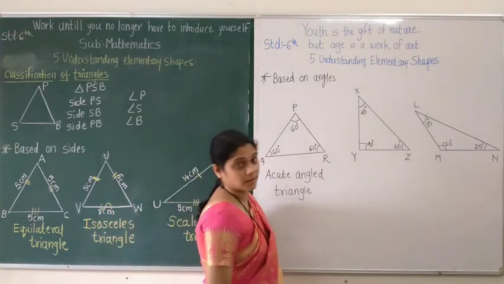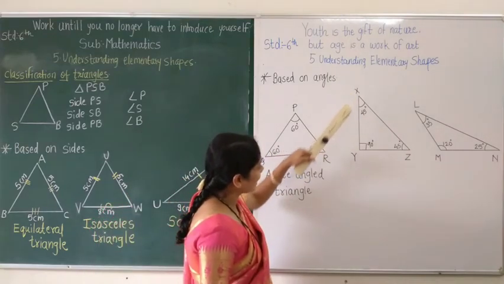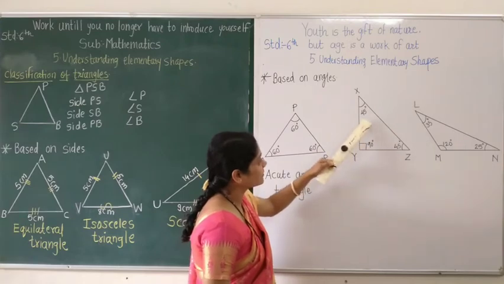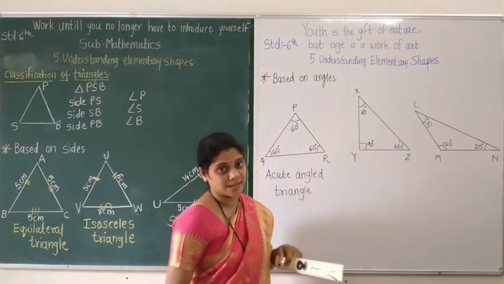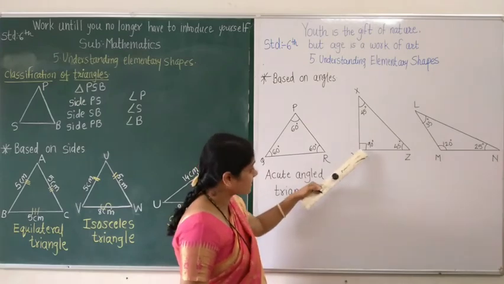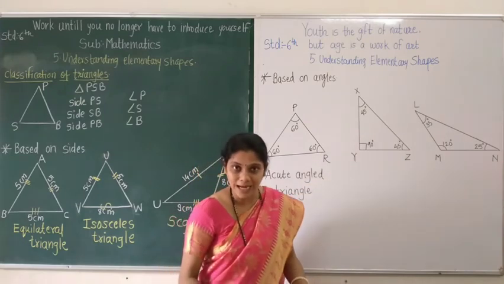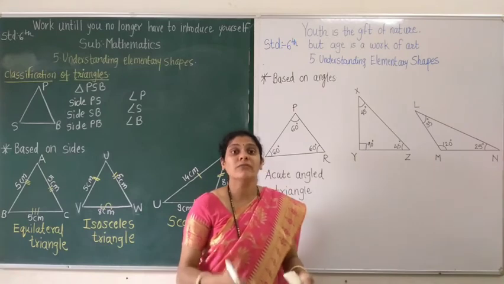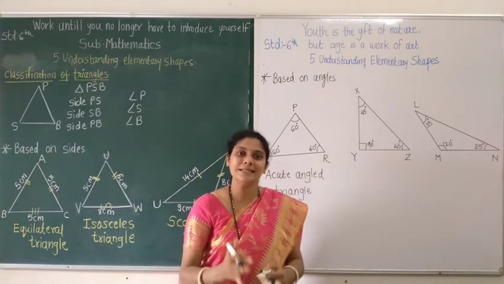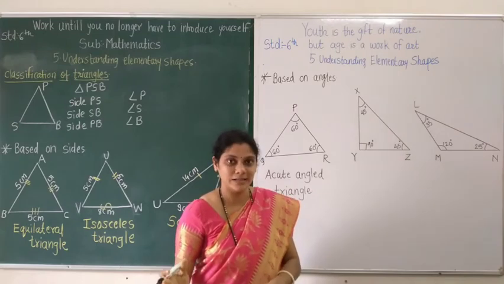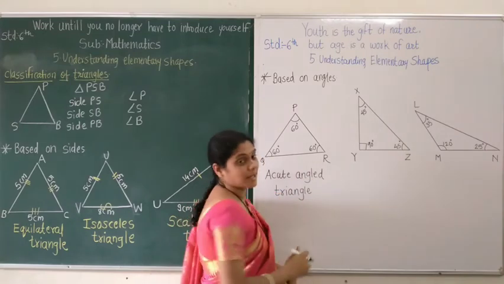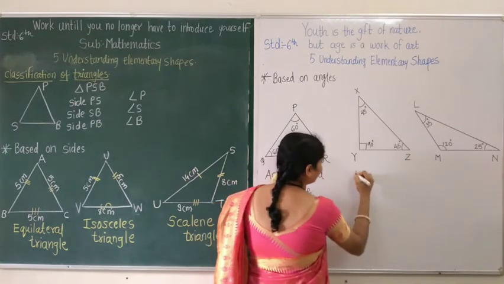Now in this diagram you can see triangle XYZ has angle X 45 degrees and angle Z 45 degrees, that means these two measurements are the same, but there is one measurement that is exactly 90 degrees, and we know that the measurement of 90 degrees is known as a right angle. So the name of this triangle is right angled triangle.